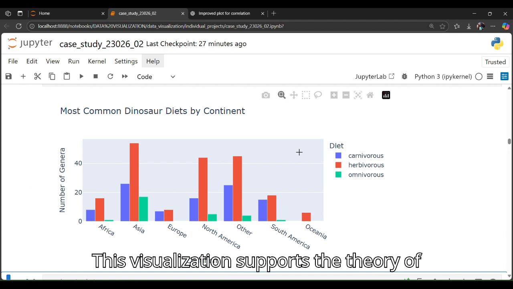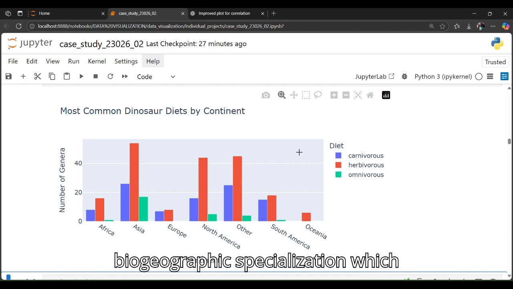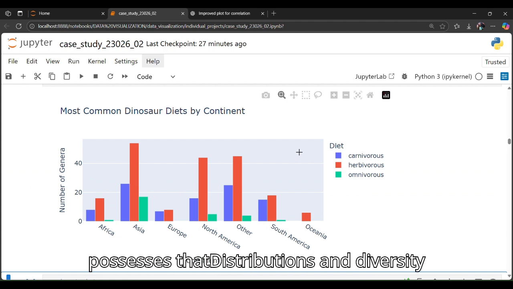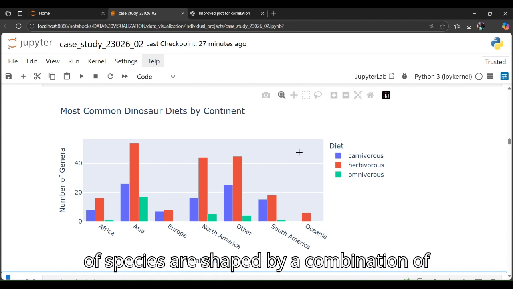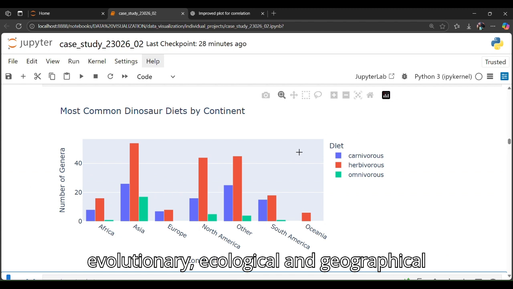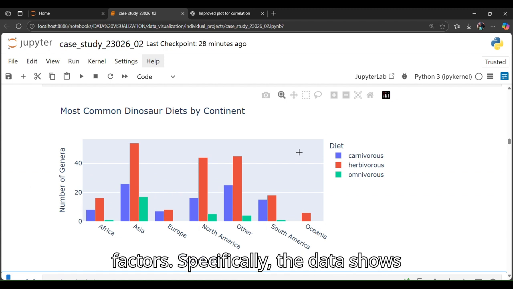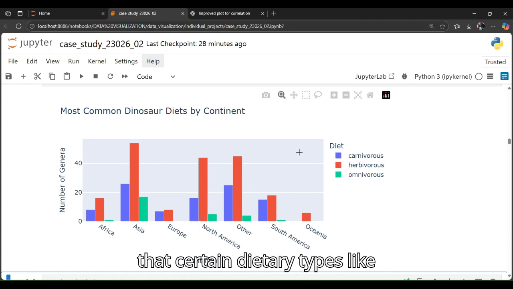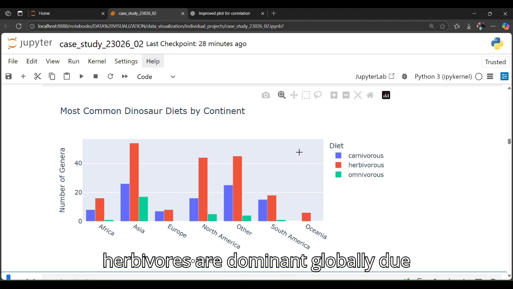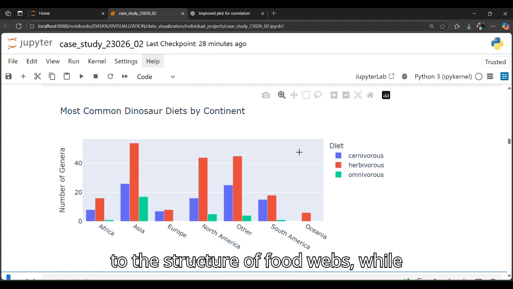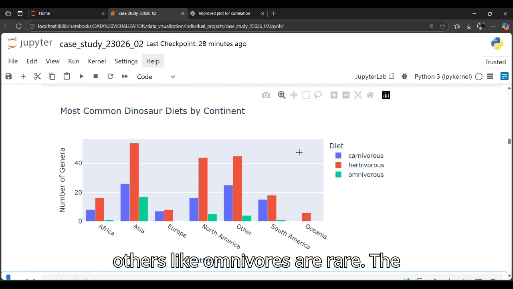This visualization supports the theory of biogeographic specialization, which posits that distributions and diversity of species are shaped by a combination of evolutionary, ecological, and geographical factors. Specifically, the data shows that certain dietary types like herbivores are dominant globally due to the structure of food webs, while others like omnivores are rare.